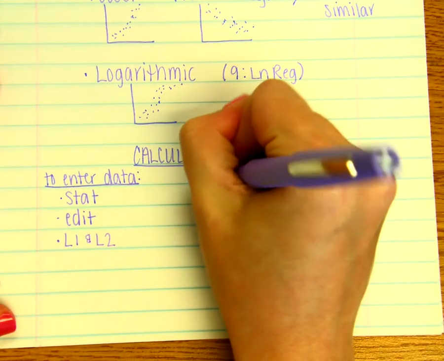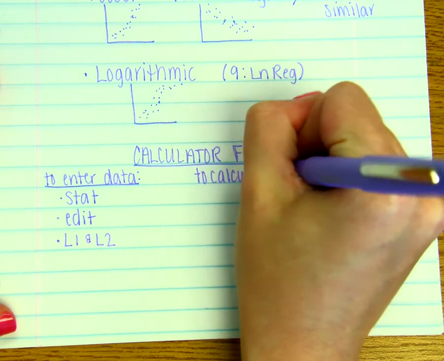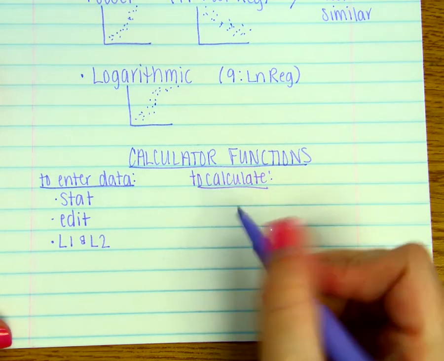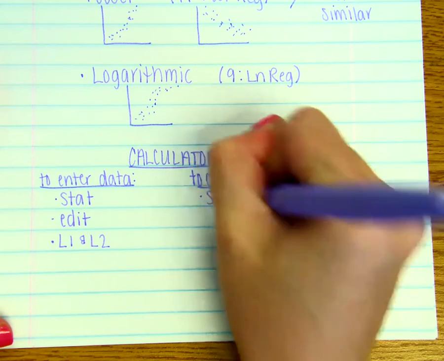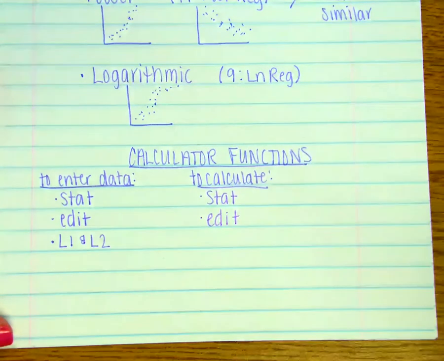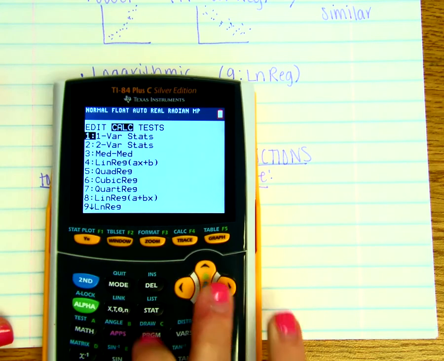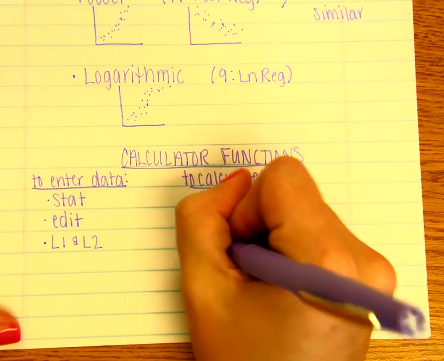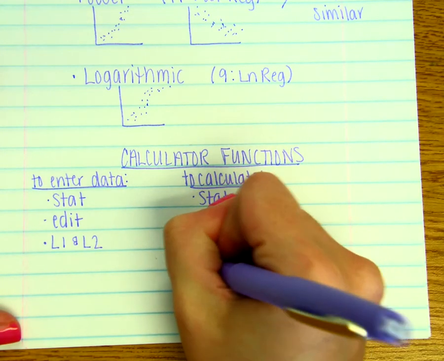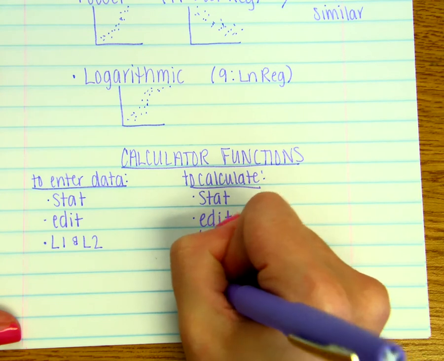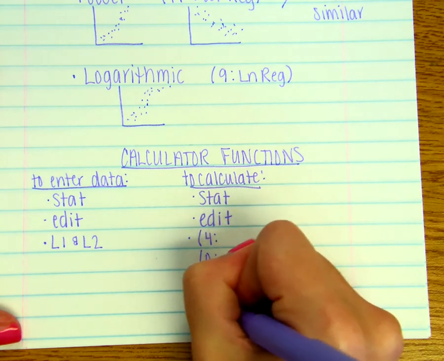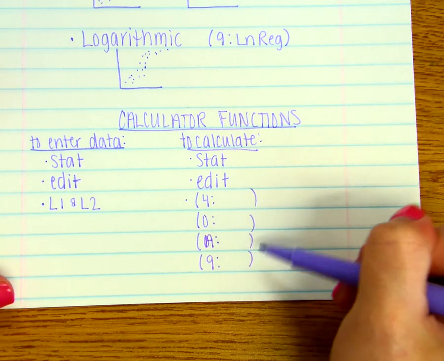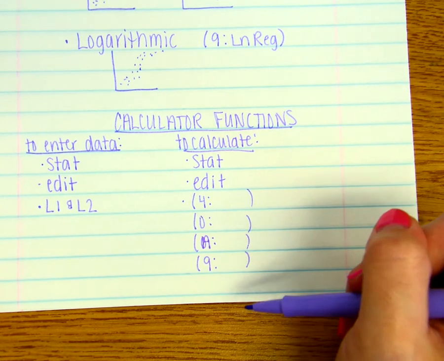Then if we want to actually calculate, so if the question is asking for the linear regression equation or the exponential regression equation, we're going to press Stat, Calc again, and this time we would select whichever regression we want to use. Okay, and then we would choose either option 4, option 0, option A, or option 9, depending on what we're trying to find. And you would just have to read the directions to the questions to figure out which regression you want.